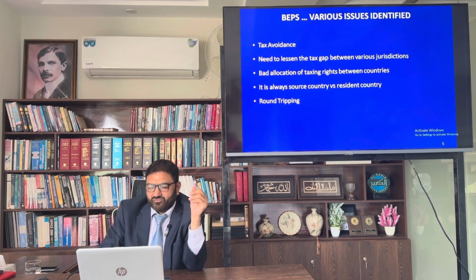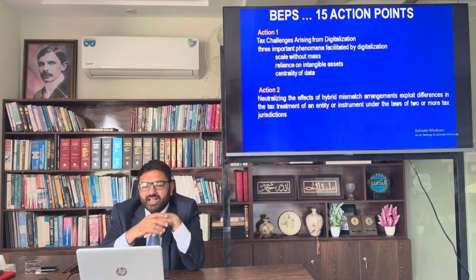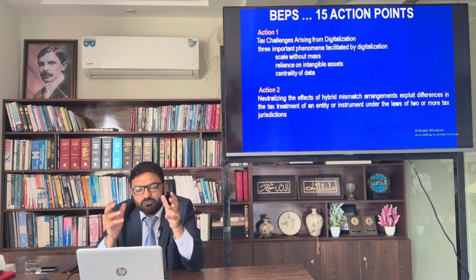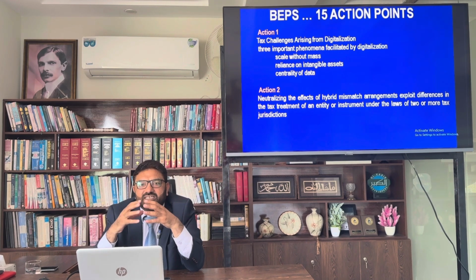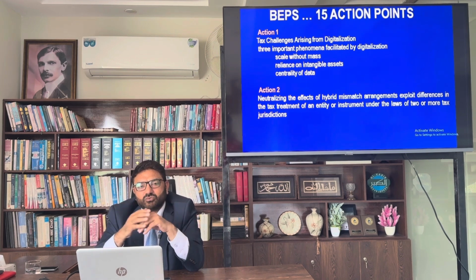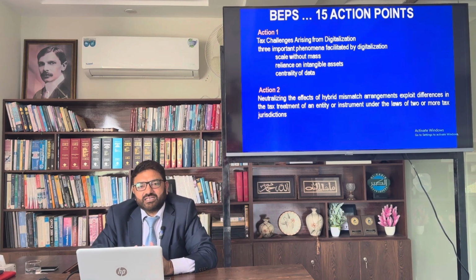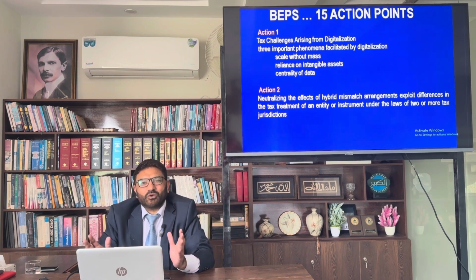is working on that, and there are the 15 action points of the BEPS that are important, because when we work on these points, then the tax avoidance may be reduced. I think it will be reduced when all the countries go to one page, but the different countries are not going to one page.